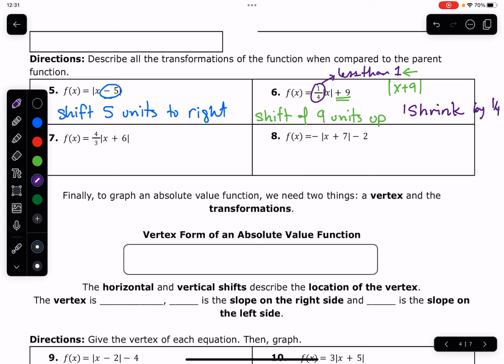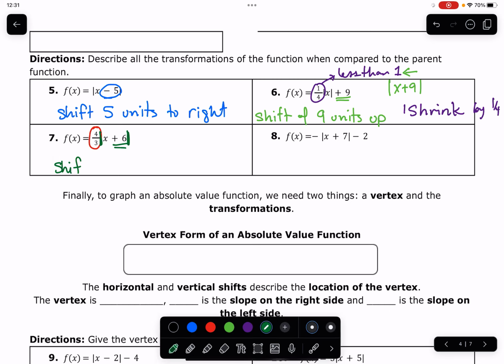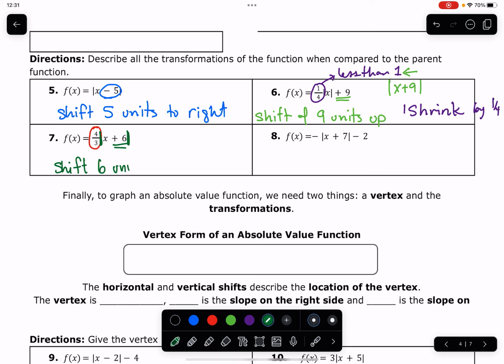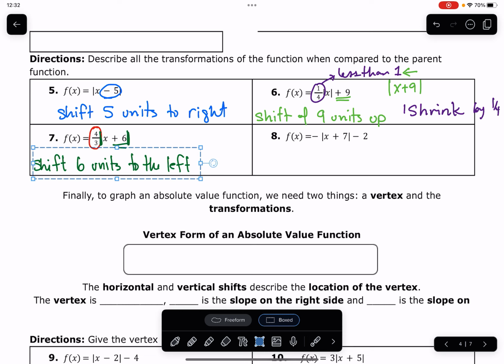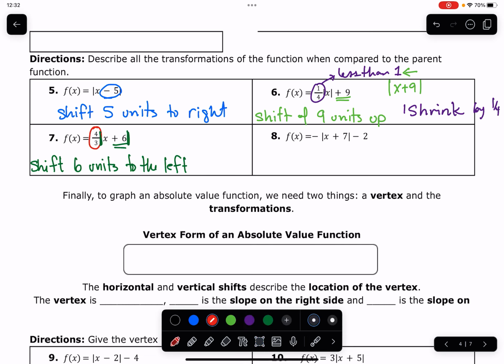Now for number 7, we have two transformations yet again. We're multiplying by 4/3, and we're adding 6. Since the adding of 6 is on the inside of the absolute value, that's going to be a horizontal shift in the opposite direction. So positive 6 shifts it in a negative direction, so to the left. So we're going to shift this graph 6 units to the left. And now let's discuss what the 4/3 does. Since the 4/3 is a number greater than 1 and we're multiplying by it, this is going to result in a stretch by that scale factor of 4/3.